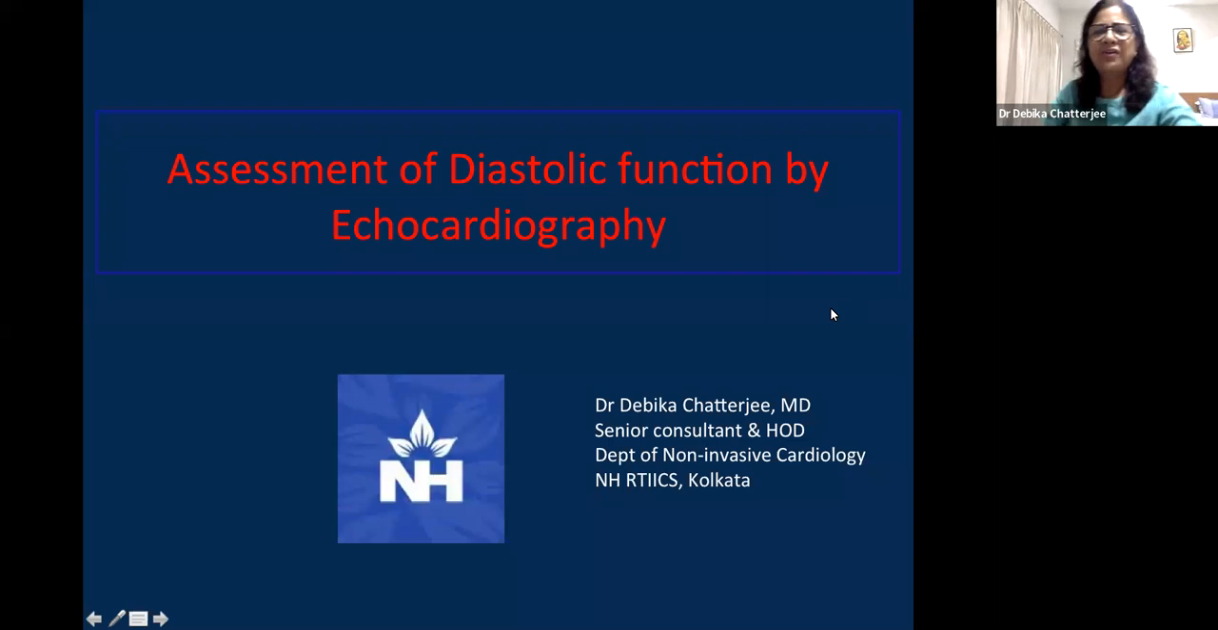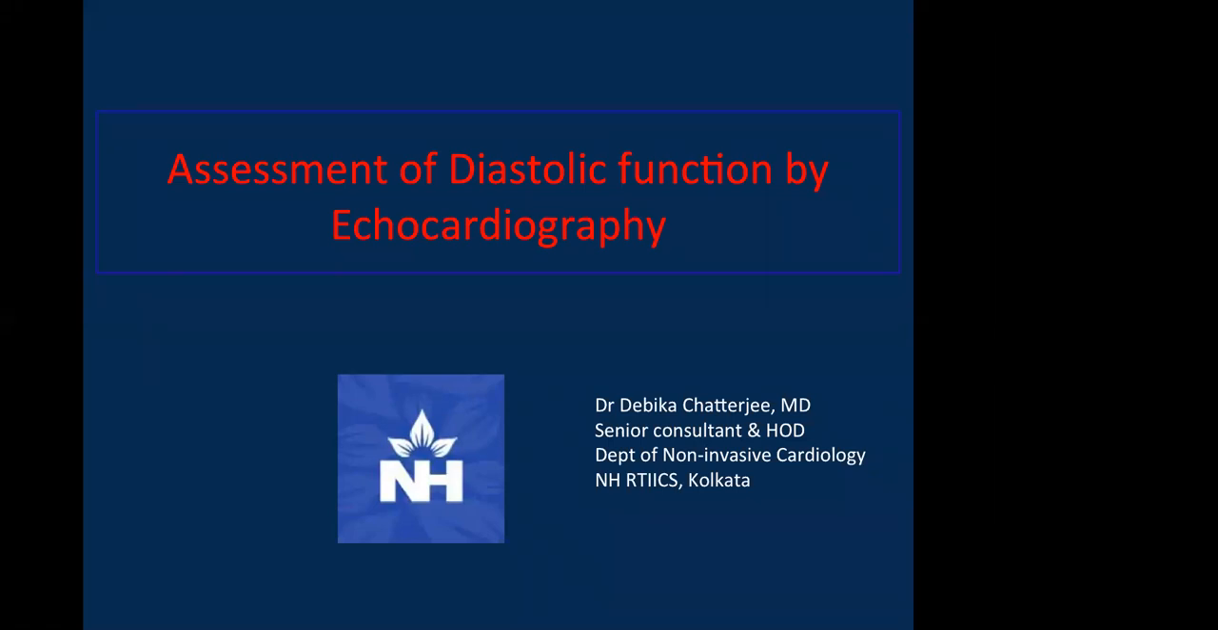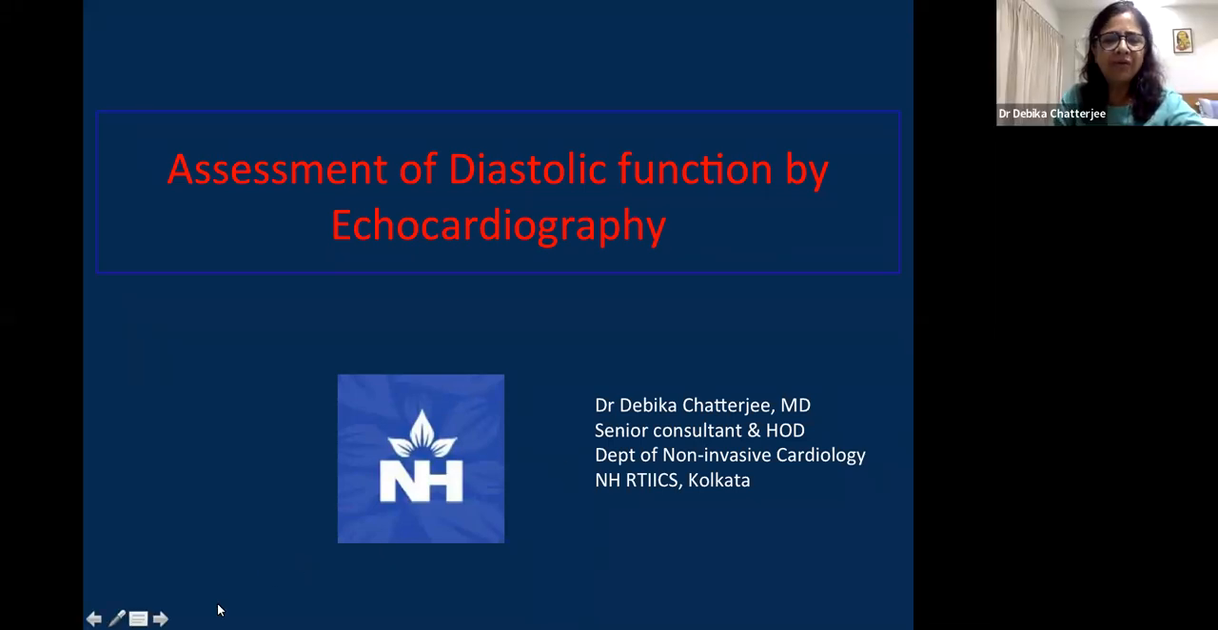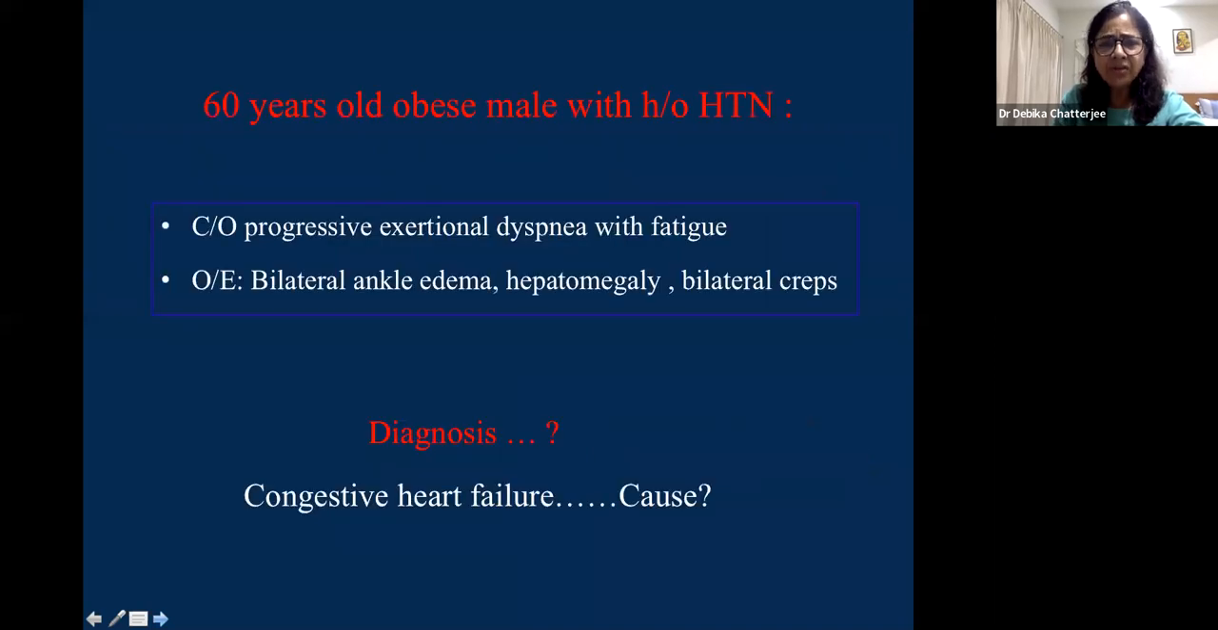I'm going to talk on diastolic function and its assessment by echocardiography. Let's start with a patient who is 60 years old, male, obese, with a history of hypertension, presented with progressive exertional dyspnea with fatigue. And on examination, you get bilateral ankle edema, hepatomegaly, bilateral crepts, all signs of congestive heart failure. Now, what is the cause of this congestive heart failure?